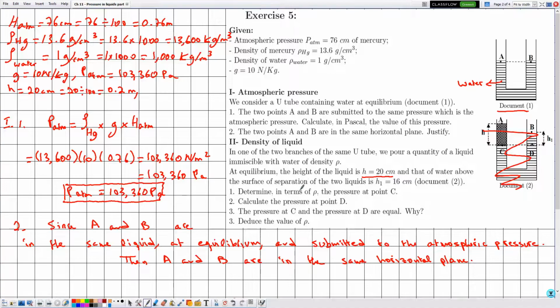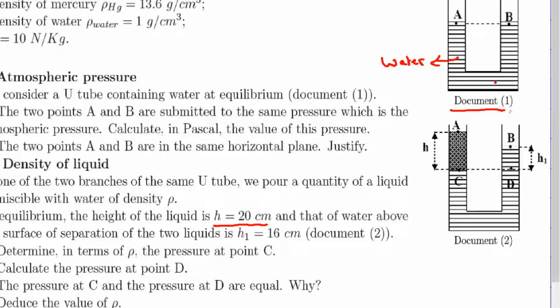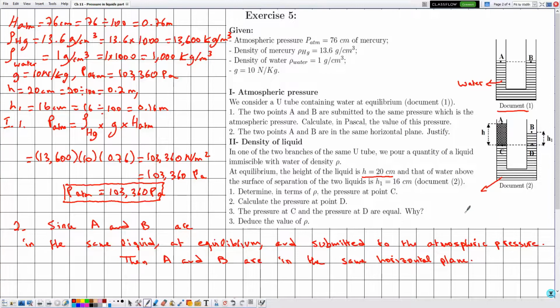And that of water above the surface of separation of the 2 liquids is h1 equal to 16 centimeters. Knowing that centimeters is not the unit of length, in order to convert from centimeters to meters, we divide by 100. So h1 is 0.16 meters. And they mentioned document 2. Now we can use it. So this liquid, which is shaded horizontally, is water. And this is another liquid of density rho that we wish to determine. The value of h is 0.2 meters in the SI, and the value of h1 is 0.16 meters.